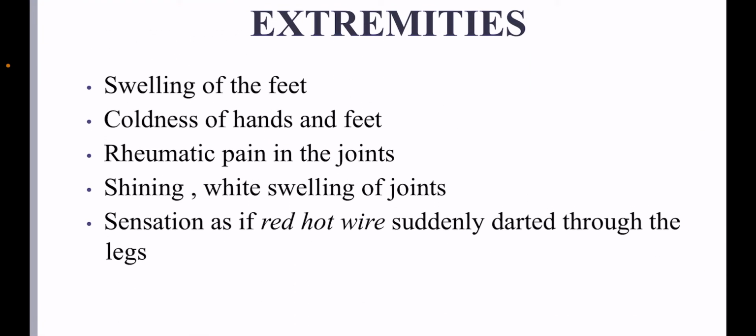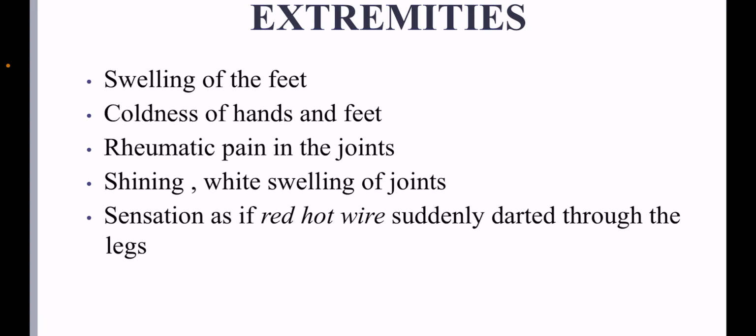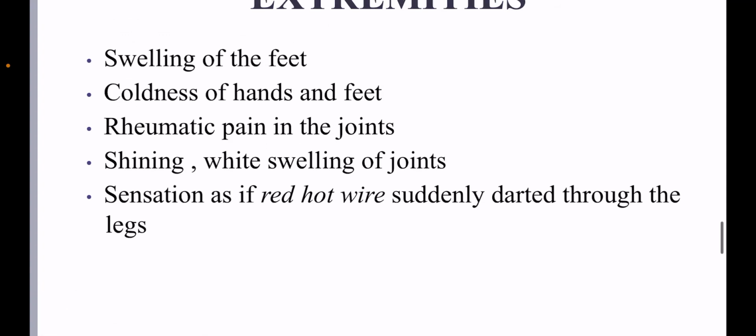Extremities: swelling of the feet, coldness of hands and feet, rheumatic pain in the joints, shining white swelling of joints, sensation as if a red hot wire suddenly darted through the legs. So guys, there are peculiar sensations here in the extremities, as if, like we read in the urinary bladder symptoms, a straw was thrust forth and back into the neck of the bladder. Here it's like a red hot wire suddenly darted through the legs. That is the sensation the person is going to feel.